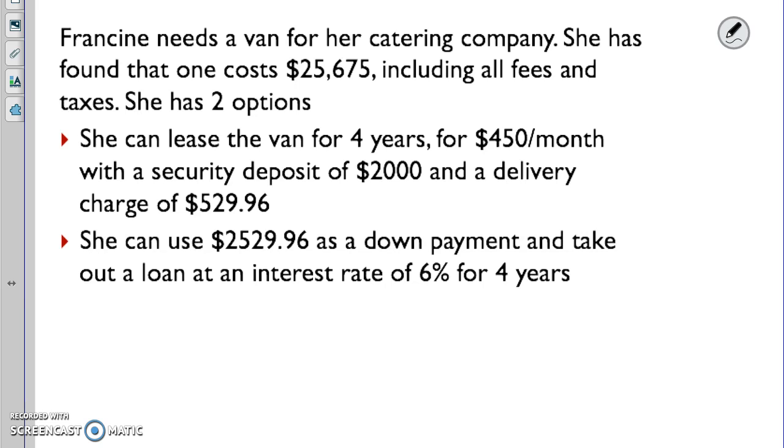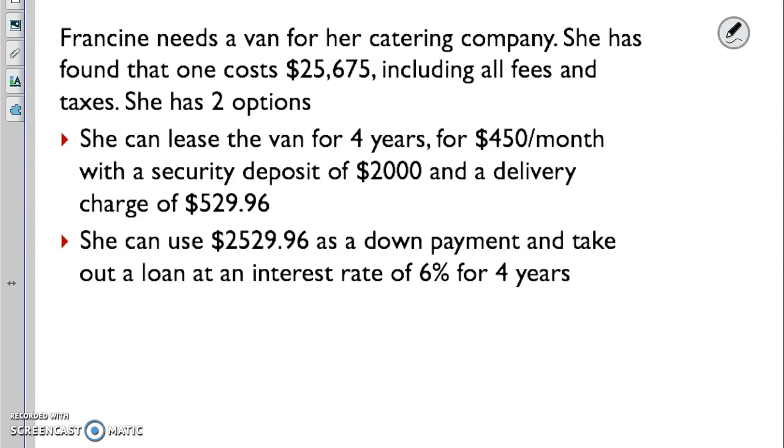Yeah. Okay, agreed. Francine needs a van for her catering company. Now, here's where leasing also makes sense. If you have a business and you lease, then you can use that as a business expense. You can write it off as a business expense, right? So generally for businesses, they tend to lease.